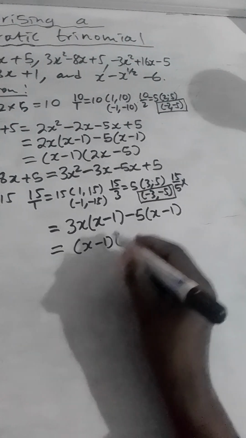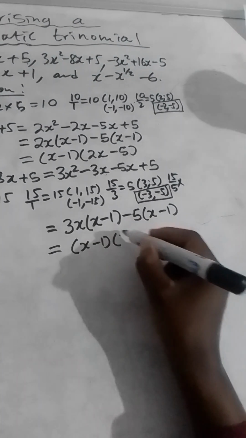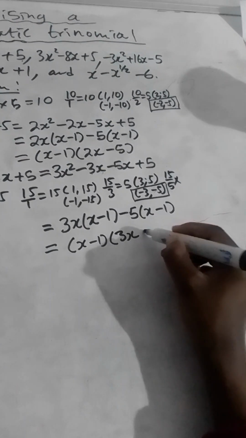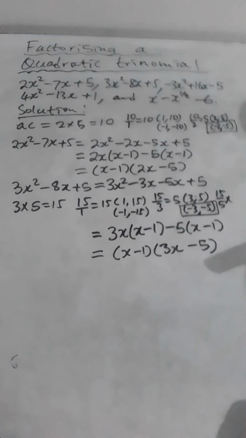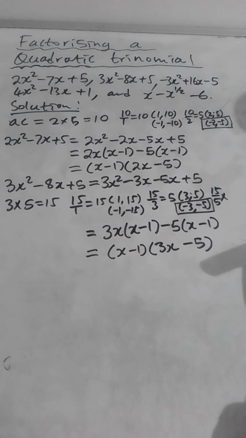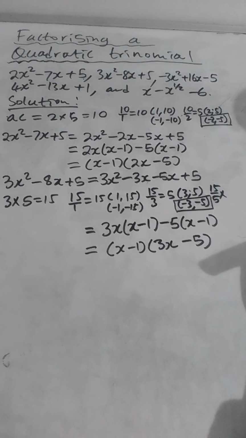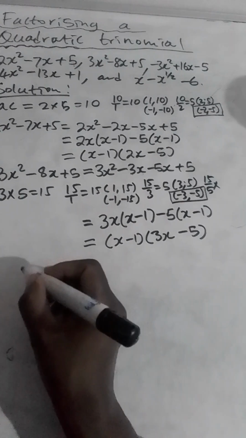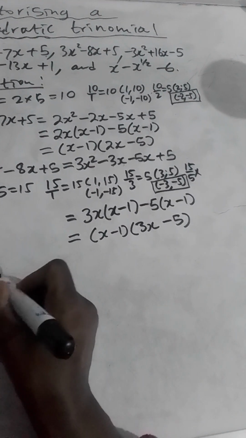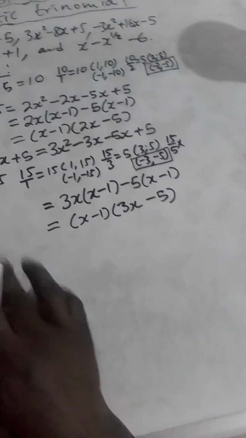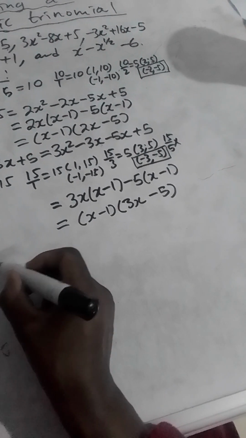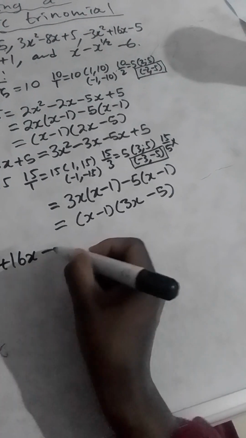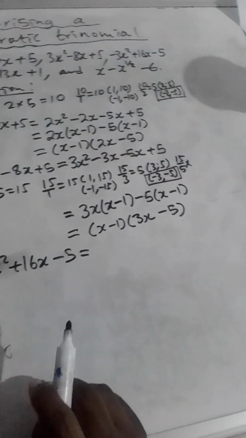So once you've taken out this common bracket, on the first term you are left only with 3x. On the second term you are left with negative 5. And so you have factorized. So that's how you do the second example. Let's go to the third example. Third example, we have negative 3x squared plus 16x minus 5.